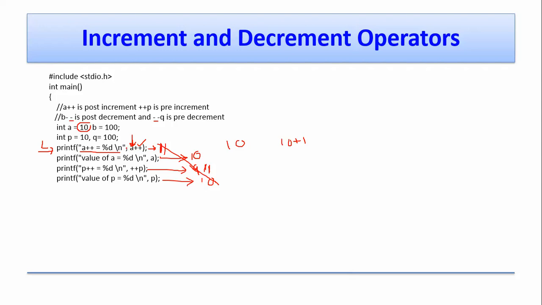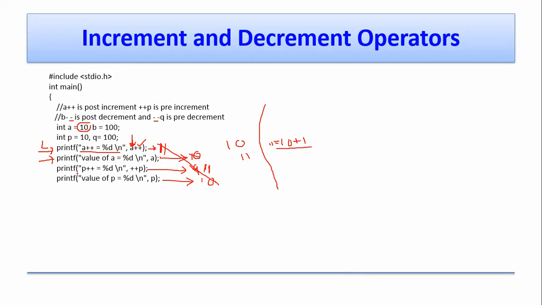But after the expression, at this point, the value of A is incremented by 1. So this is 11. Then when you come to this statement, the value of A is replaced by this A. Now A is 11. Did you understand? Okay, now the value of A is 11.